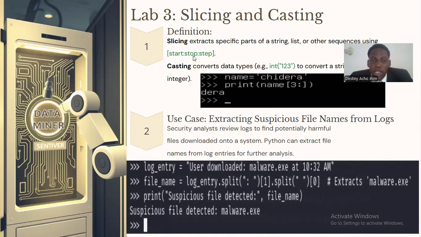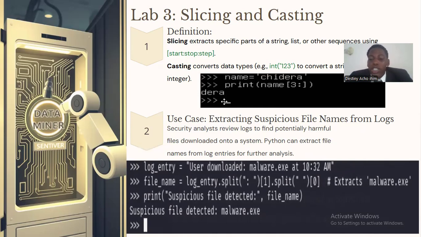Obviously, there's supposed to be a stop after this colon. But since there is no stop, it will just go to the end. So if I wanted to stop, I could say 3 colon 5 or colon 6. And then step, it will just skip a bunch. So if you said step 2, it skips 2. If you say step 1, it skips 1, and it just keeps moving like that.